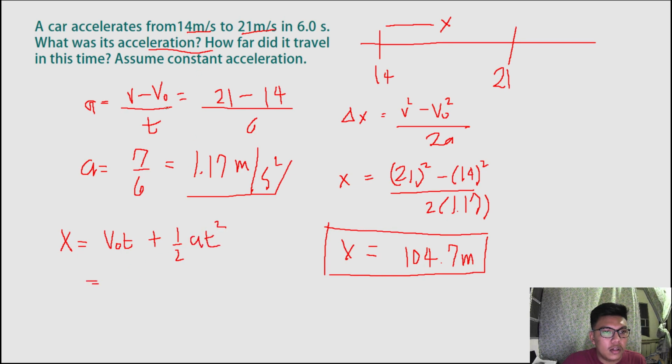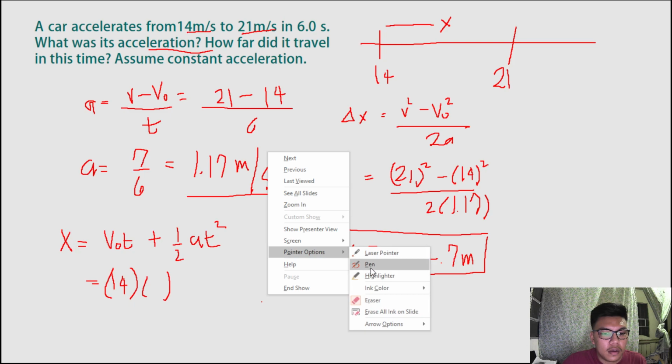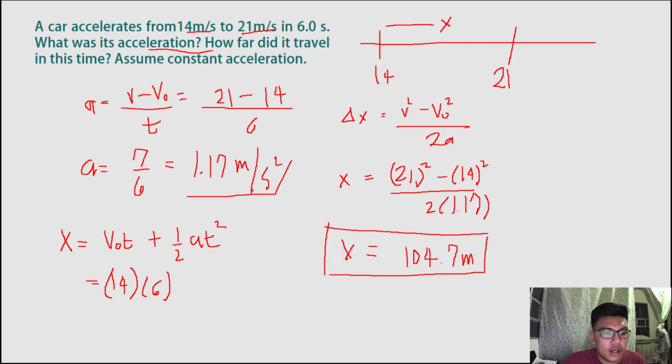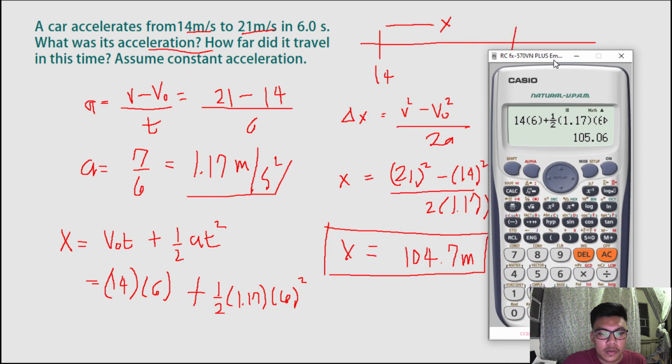So try natin. So V sub O natin, initial velocity is 14, times t natin is 6, plus 1/2. Acceleration is 1.17 times 6 squared. Tignan natin yung makukuha natin, okay? So we have 14 times 6 plus 1/2 times 1.17 yung acceleration natin times yung ating squared ng time, 6 squared. So we have 105.06. Ba't nagkaroon ng discrepancy?